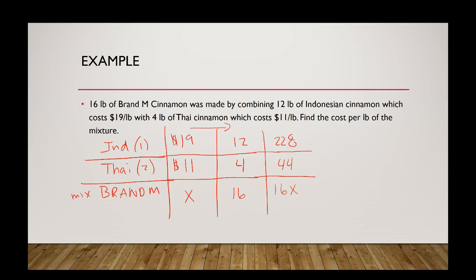So that means 1 plus 2 gives you 3. So 228 plus the 44 would give me the 16x. So 228 plus the 44 gives you 272. Divide by the 16.